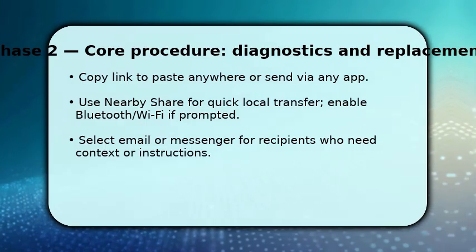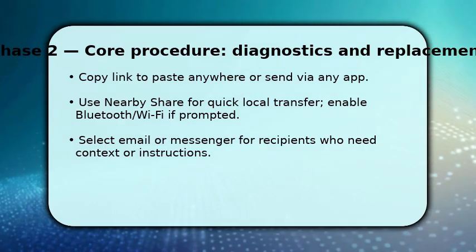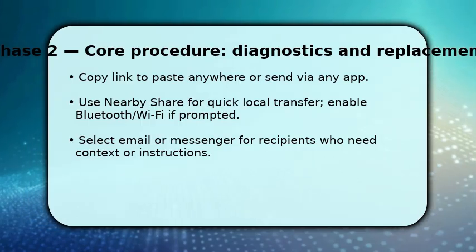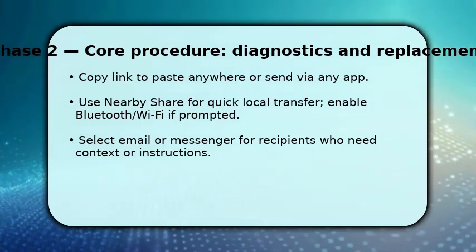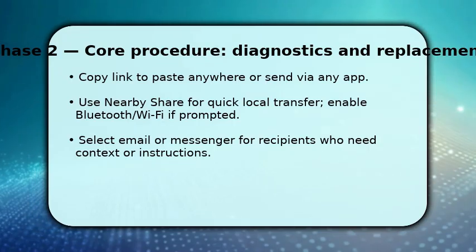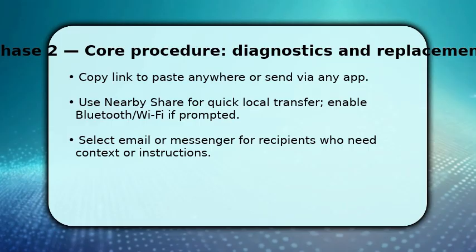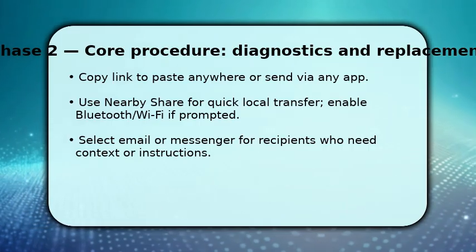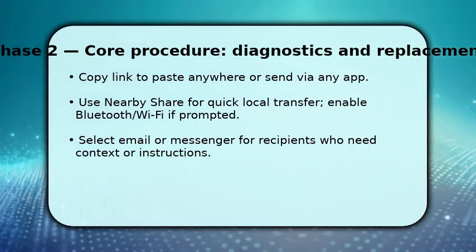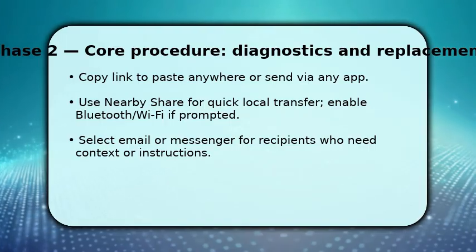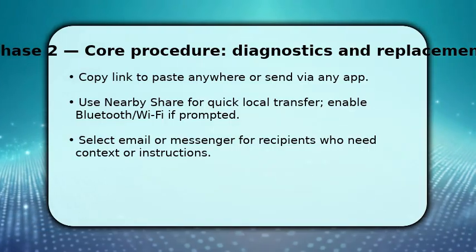If the recipient is nearby, pick Nearby Share, enable Bluetooth and Wi-Fi if required, then accept the device prompt to transfer quickly without data. Alternatively, choose email or a messenger app when you want to include notes or installation steps. Each method is fast. Pick the one matching your recipient's convenience and connectivity.